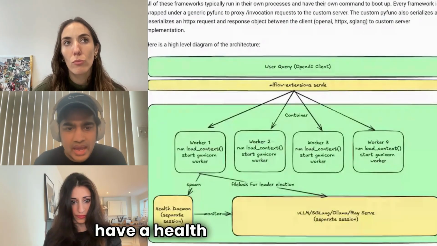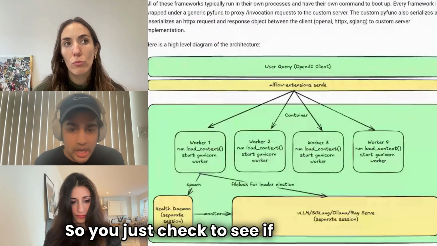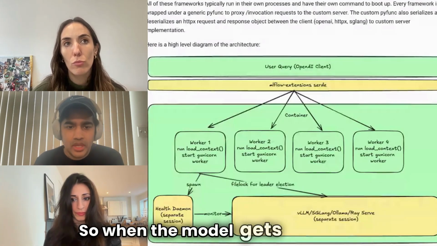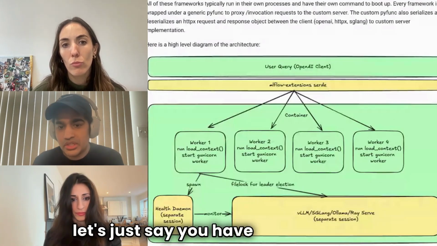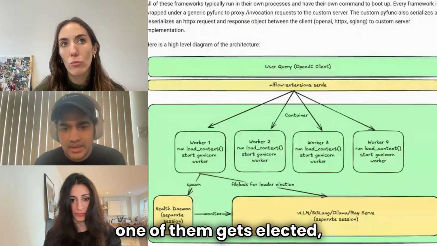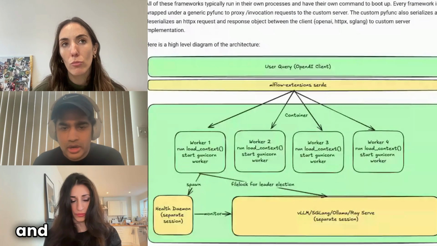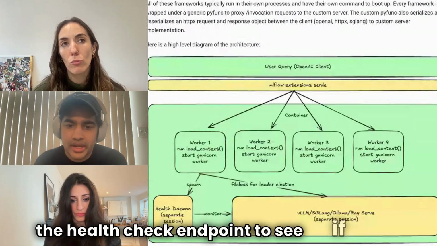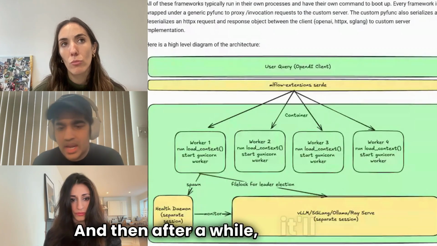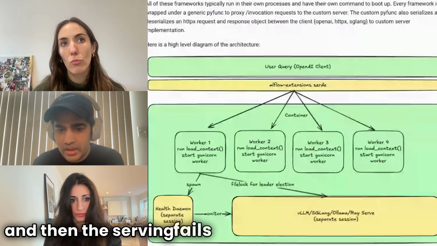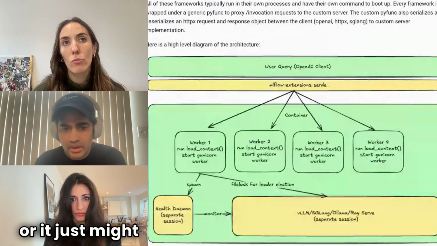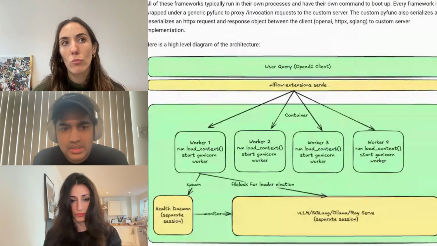All of these server frameworks have a health check endpoint, so you just check to see if it's healthy. And that's how it works in model serving. When the model gets deployed, let's just say you have 4 workers, one of them gets elected and spawns the worker, and then the other 3 workers just keep hitting the health check endpoint to see if it's ready. After a while, it'll time out, and then the serving fails because, I mean, things can crash, the model might be corrupt, or you just might not have the right configurations.